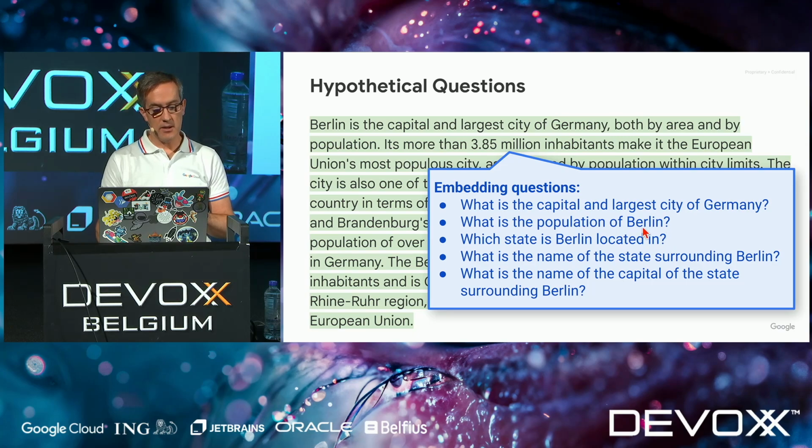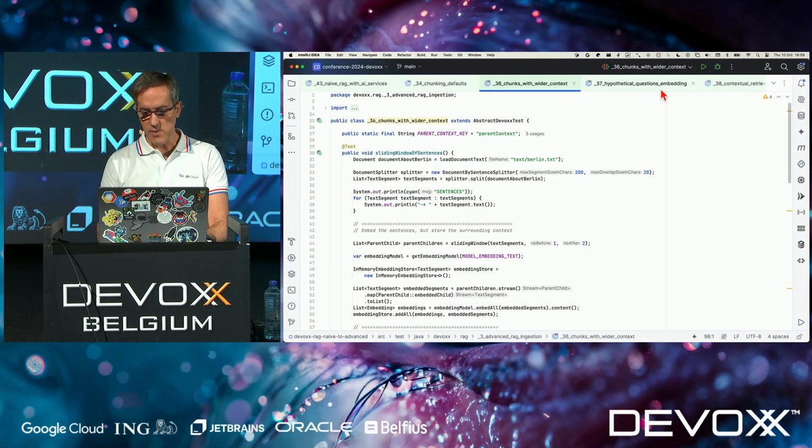And the trick is, my question usually is, what is the population of Berlin? And indeed, when we do the vector similarity, I compare my question with another question instead of the text. And they will match much better. You'll see instead of 0.9, that will be 0.95 or something like this. So let's have a look at this one.